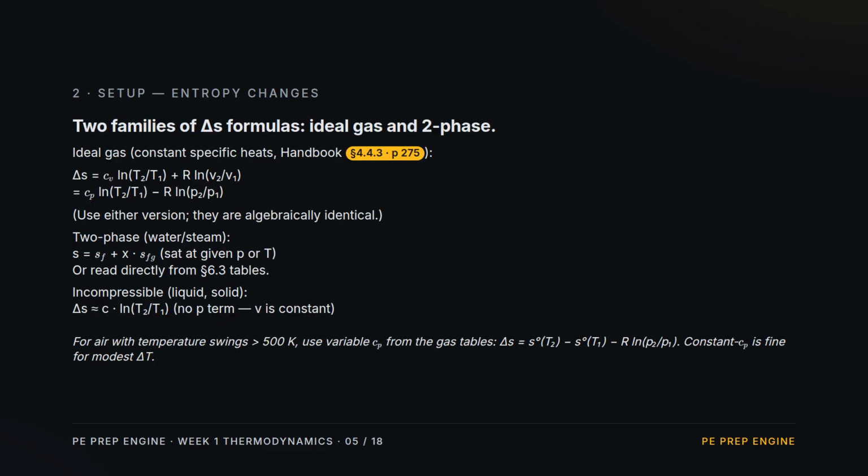Entropy change formulas. For an ideal gas with constant specific heats, delta S is Cv times ln of the T ratio plus R times ln of the volume ratio, or equivalently, Cp with the pressure ratio. For water or steam, it's tabulated: Sf plus x times Sfg in the two-phase region, or read from the superheated tables. For incompressible liquids and solids, the pressure term drops, leaving C times ln of the T ratio. For swings over about 500 Kelvin, use variable Cp.